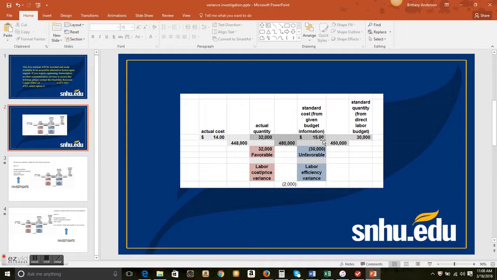So had we paid the $15 an hour, we would have been looking at only spending $450,000 based on my budgeted amounts. But had I paid the $15 at the actual quantity, I would have paid out $480,000, being that that's an unfavorable efficiency, meaning I am not utilizing my resources properly.